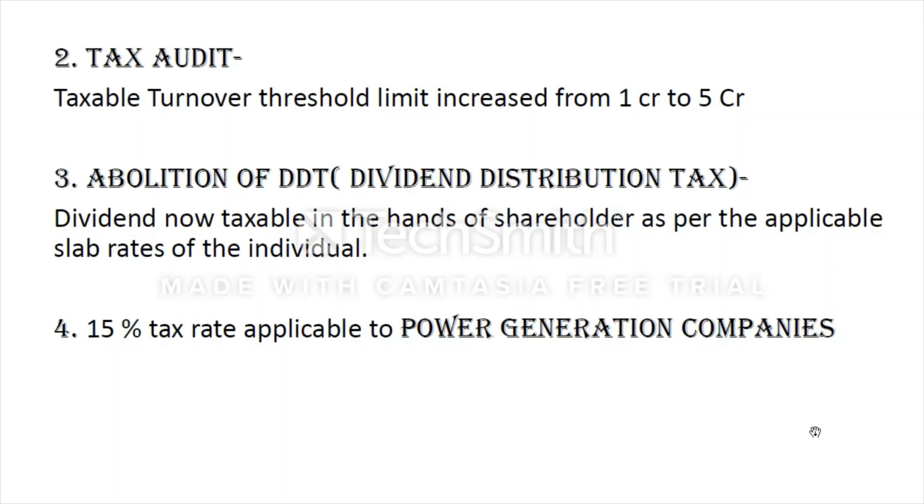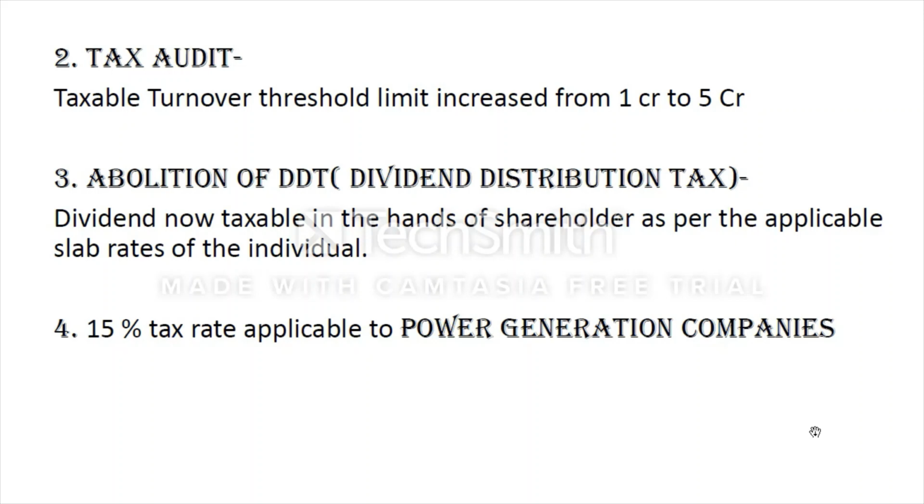Change number 4. This amendment has come earlier, for new manufacturing companies. The taxation has been reduced from 25% to 15%. Now, the power generation companies, that is electricity generation companies, also come under this manufacturing sector, and the applicable tax rate is 15% for these kinds of companies also.